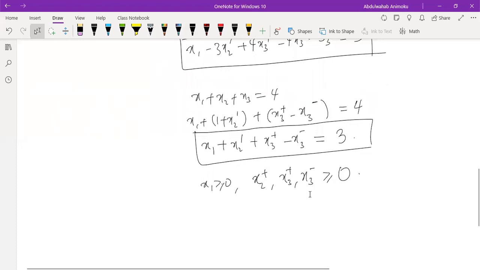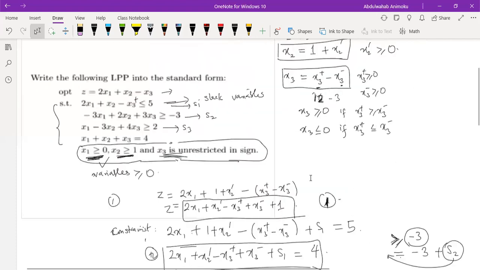on the non-negativity of the variables. All right, so that solves this problem.